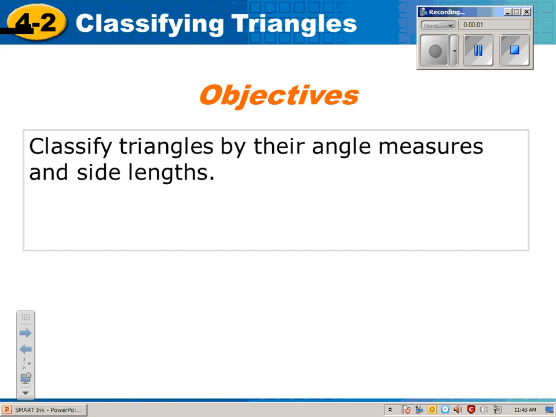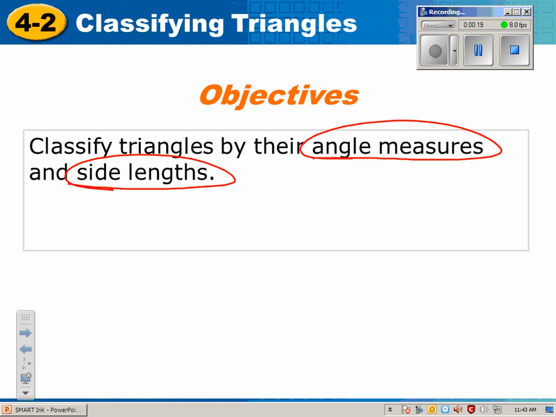This is going to ask you to classify triangles by their angle measure and their side lengths. The only thing I want to warn you about is I'm going to test those concepts separately. So I'm going to ask you to classify them by their angle measures, and then maybe on a different problem I'm going to say classify it by the side lengths. You need to make sure that you understand the names for angle measures and the names for side lengths, and pay close attention to the directions, okay?